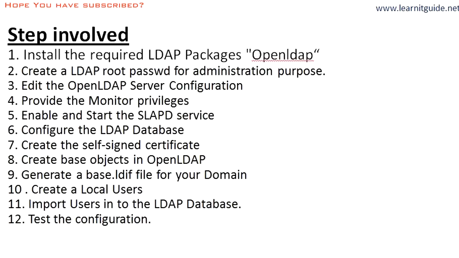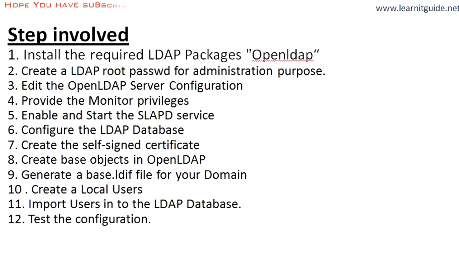The steps involved in this configuration, all at the server end, are as follows. First, we need to install the required OpenLDAP packages. We need to have a root password for OpenLDAP administration purposes, and we need to configure the OpenLDAP server as per our infrastructure and give some privilege access. After that, we need to start and enable the OpenLDAP service, that is slapd, and we need to configure the LDAP database, because it has its own database to maintain authentication and other things.